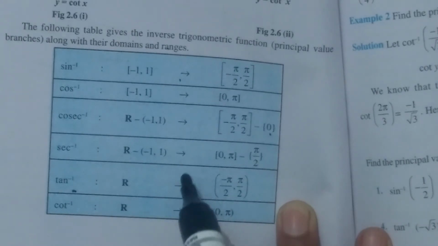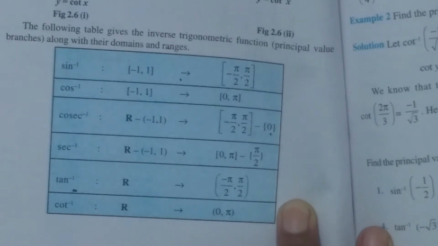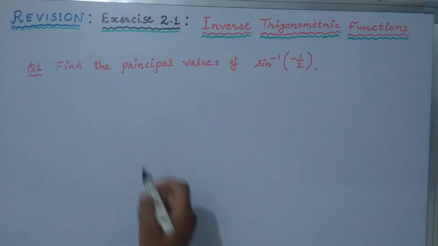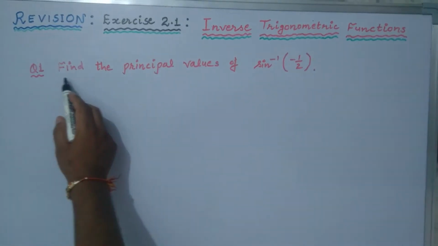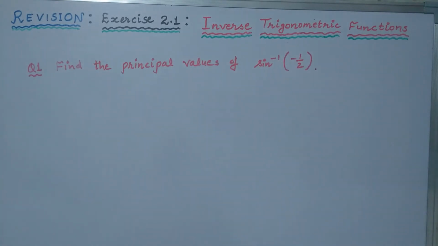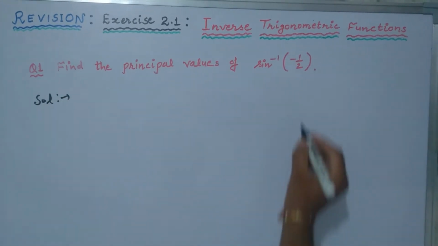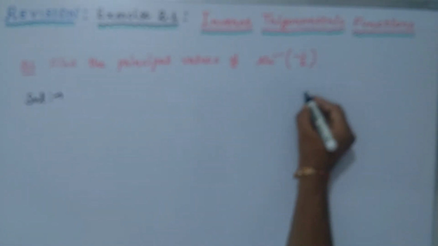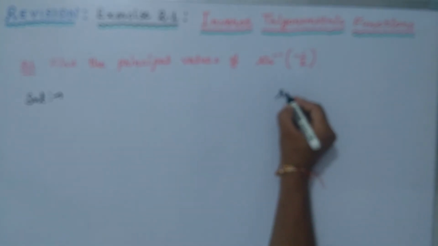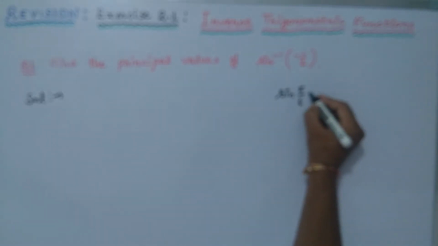So now let us proceed with the questions of the exercise, which are very important from the examination point of view and for revision purposes. The very first question of the exercise 2.1 is: find the principal value of sine inverse of -1 upon 2. So how to solve this question? First of all, we discuss 1 upon 2. We know that sine of pi by 6 is equal to 1 upon 2.